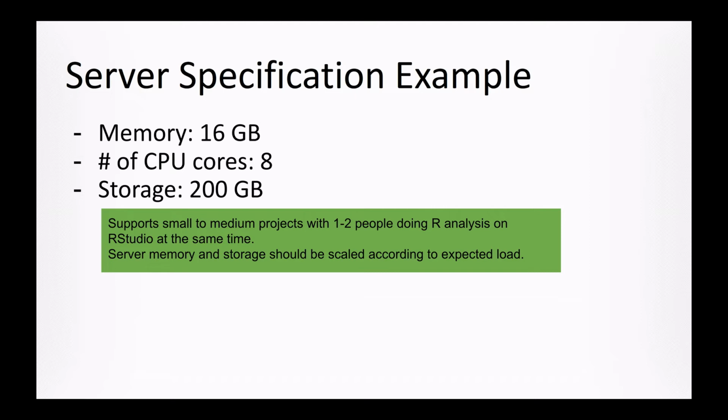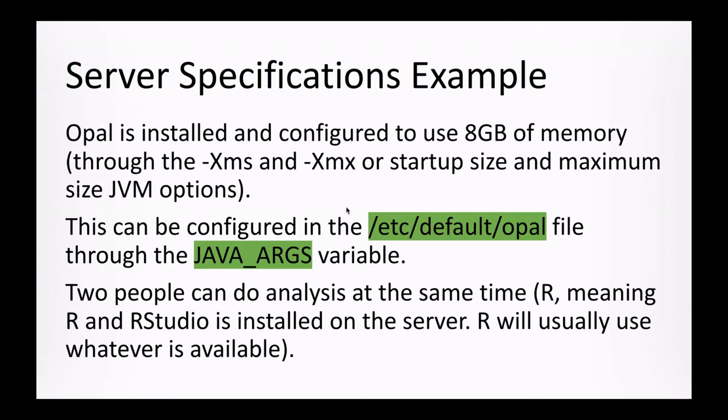The following server specification would be sufficient for a small to medium-sized project: 16 GB of memory, an 8-core processor, 200 GB of storage. The default Opal installation is configured to use 8 GB of RAM. But if your server has a large amount of memory, you can edit the file under /etc/default/opal and increase the values for -Xms and -Xmx.